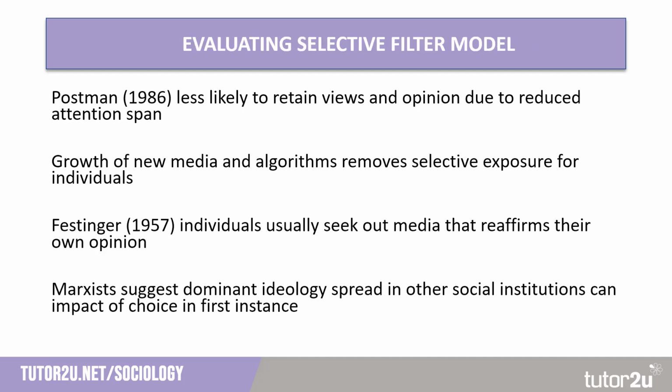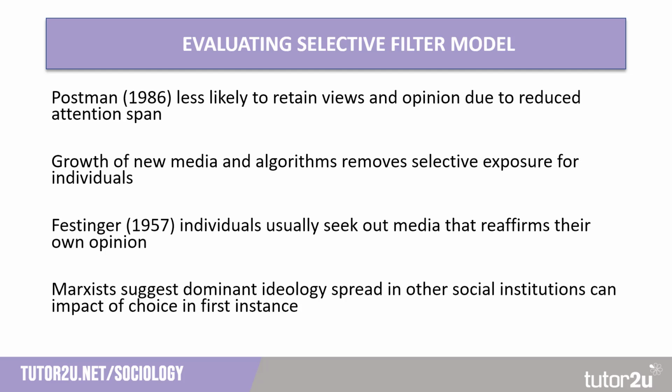In criticism of the selective filter model, Postman argues that selective retention is often not possible as the attention span of individuals has changed as a result of overexposure to media. Furthermore, with the growth of new media, and in particular the use of algorithms to select information for individuals, the effectiveness of the selective exposure filter can be called into question, as individuals have less choice over what media messages they access, despite seeming to have more choice of sources to access that from.